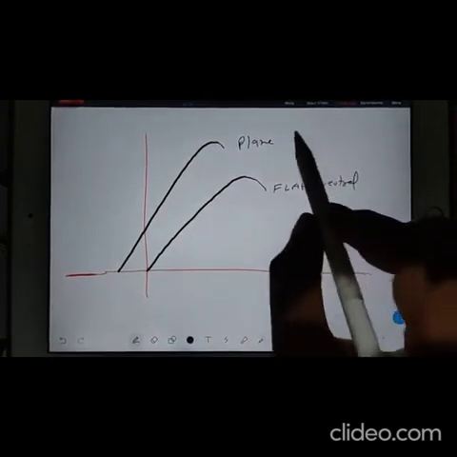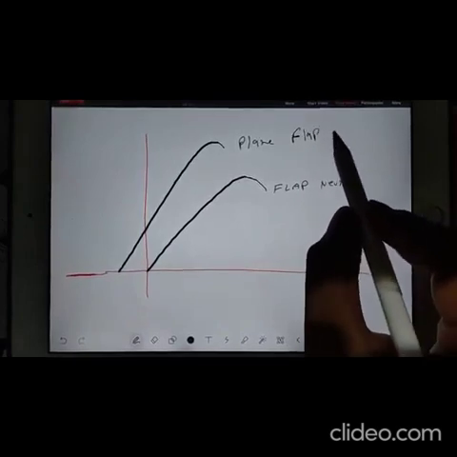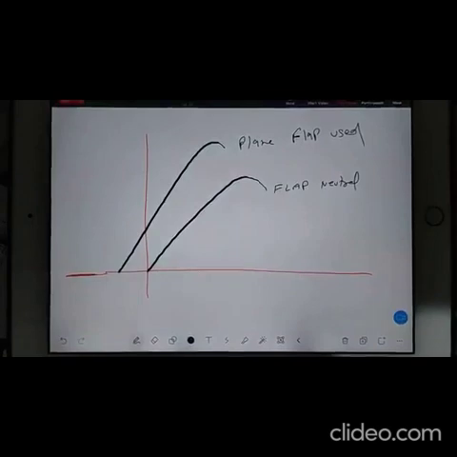And then again, here you are using plain flap, means we have used plain flap. One more diagram we have to draw, but we can draw it after understanding the idea of split flap. What is split flap? So let's understand what is split flap.